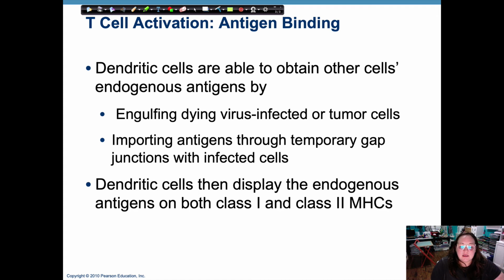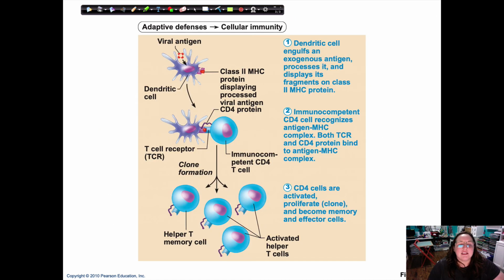Dendritic cells, there we go. Okay, so this is what it's going to look like. Here is your dendritic cell, which has gotten a viral antigen inside of it. So it's engulfed this antigen. It has not been infected by it, okay? It's engulfed it. It's going to present that antigen on the class 2 MHC protein. Okay, it's going to go and link up to a CD4 cell.